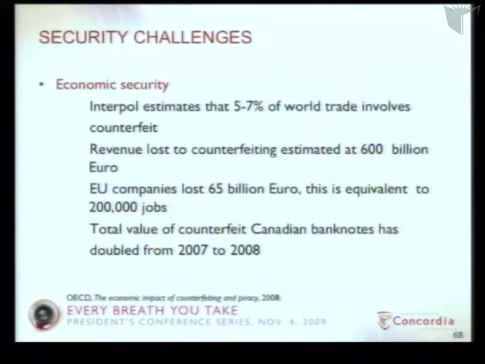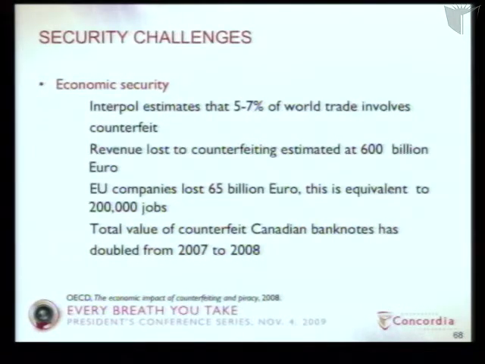Next, we see the security challenges. The economic security: Interpol estimates that 5 to 7% of world trade involves counterfeit. The revenue loss to counterfeit is estimated at €600 billion a year. The European community lost €65 billion. This is equivalent to a loss of 200,000 jobs.